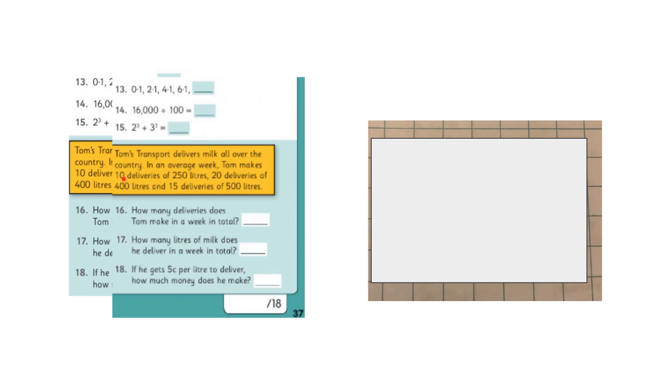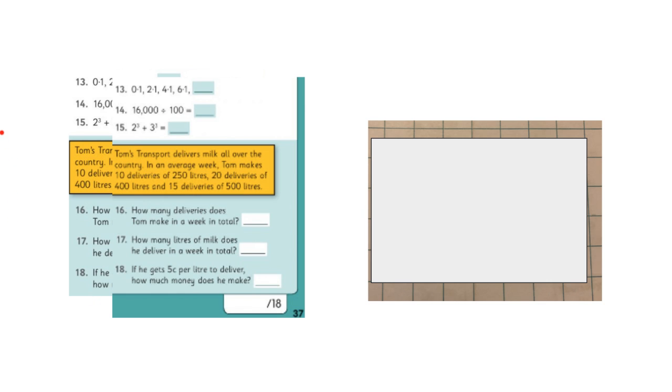How many litres of milk does he deliver in a week? If he makes 10 deliveries of 250 litres, 20 deliveries of 400 litres, and 15 deliveries of 500 litres, I think we can calculate how many litres he delivers in a week. You have to do a bit of multiplication there. It shouldn't be too bad. If he gets 5 cents per litre to deliver, how much money does he make?